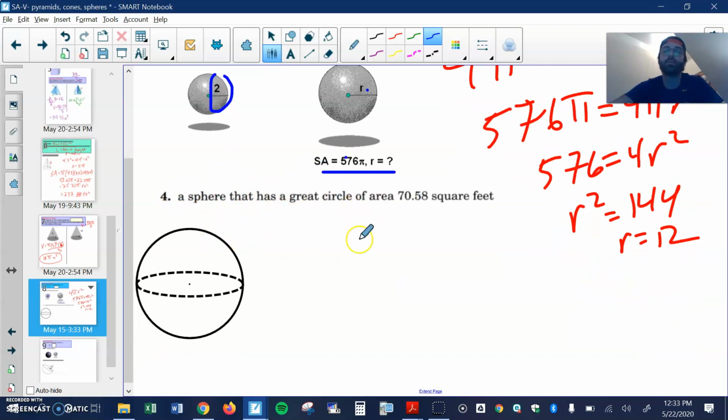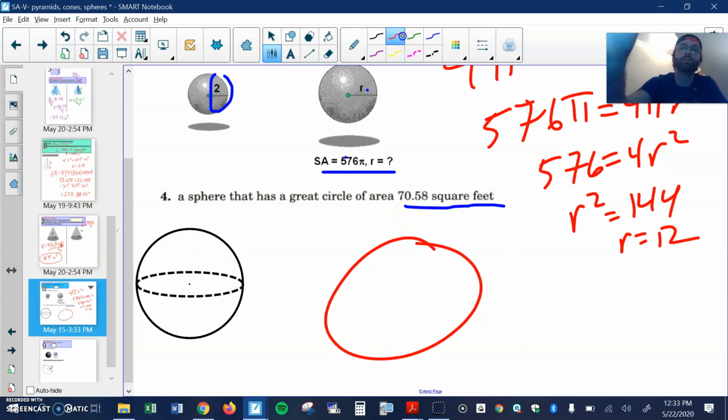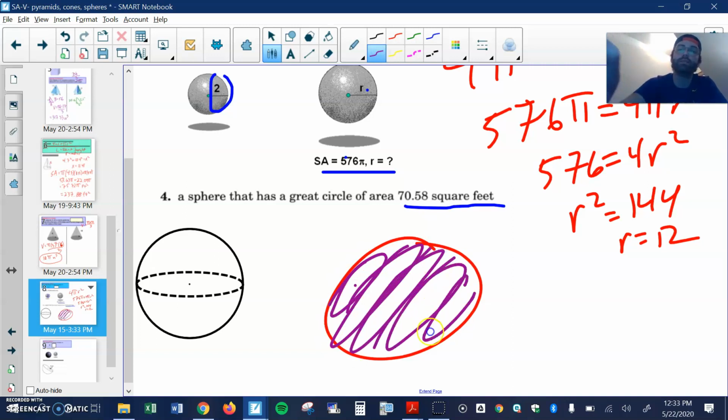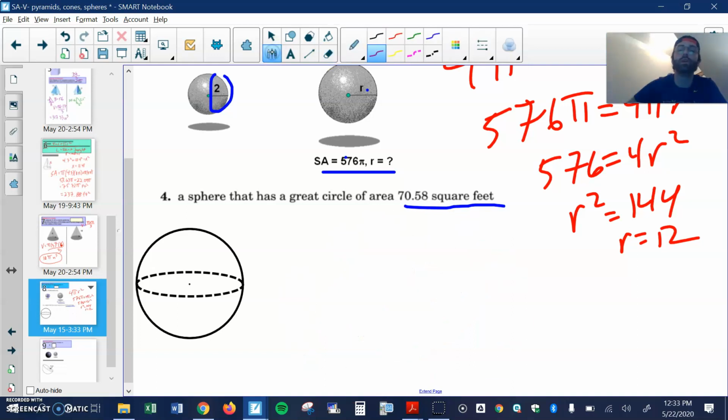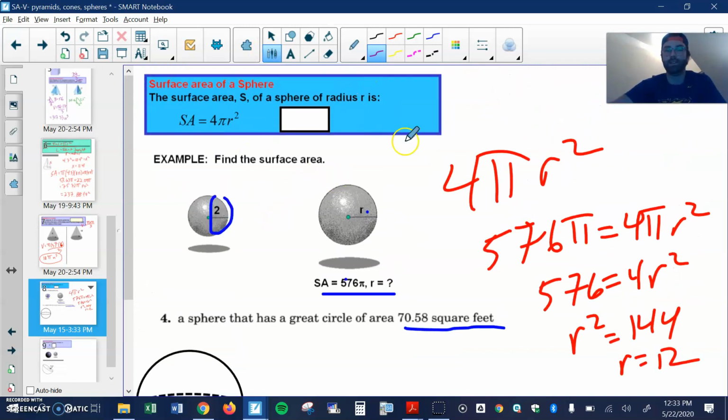A sphere has a great circle of an area of this. So what does that tell me? Every sphere is made up of a bunch of different circles. And again, if we were in class, this would be a lot easier to show you the visual. So every sphere is made up of a lot of different circles within it, whether they're going vertically or horizontally like this. I wouldn't draw that on your paper. How I like to think about it is if you have a baseball and you unstitch the baseball, it's like 4 circles being put together.